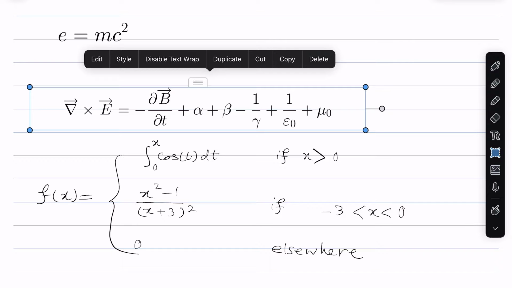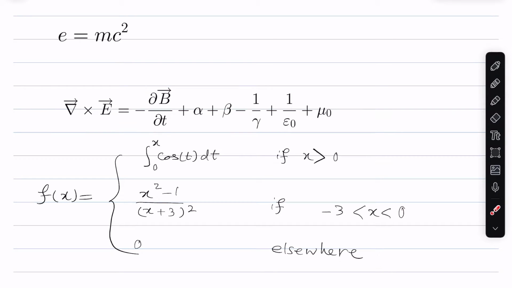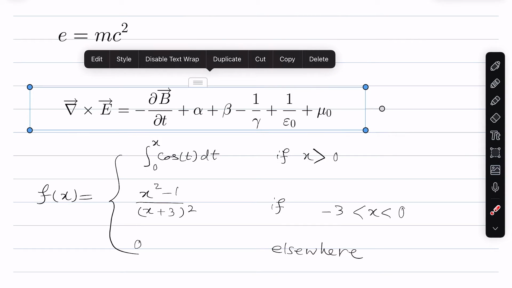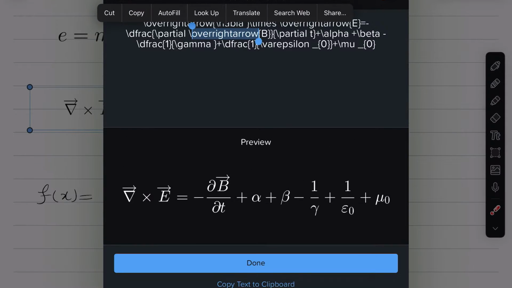I'm quite surprised that it can actually show the arrows here on top of the letters. It can show that properly. I guess it is using this overwrite arrow function. Yeah, so it's doing a pretty good job there. I'm quite happy.